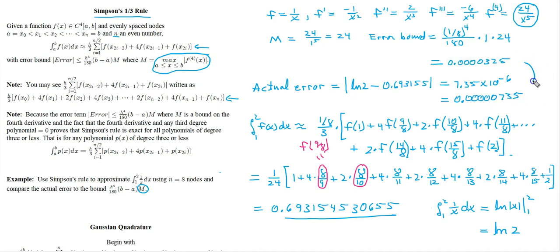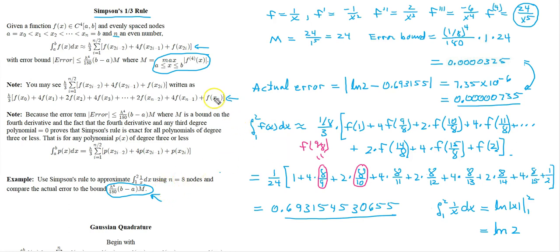Comparing these two, this is our error bound right here, and it is indeed larger than our actual error, which is good because that's exactly what we should have. So we verified that for this particular example, this error bound does indeed bound the actual error. Our actual error is a little smaller than this number. This is the worst case scenario that you could have for your error. And we see that our actual error is less than that number, as it should be.